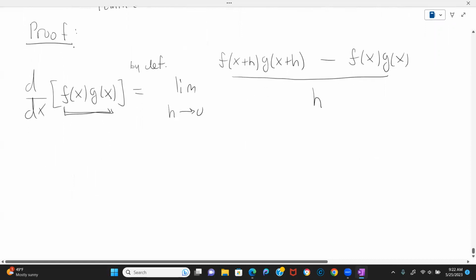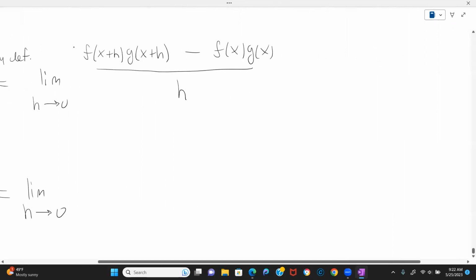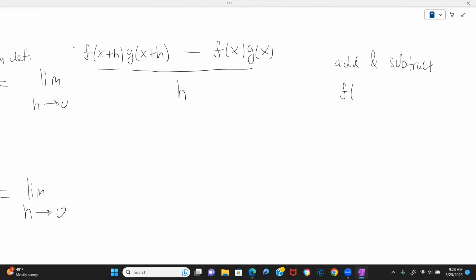And now, as I said, we're going to use our favorite trick of adding in zero in a clever way. Our two favorite tricks are adding zero in a clever way and multiplying by one in a clever way. So we're going to add and subtract the following term in the numerator. I think this is all we need to add and subtract. This right here.